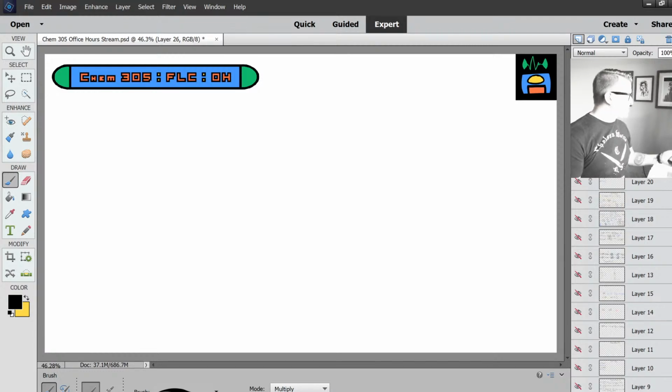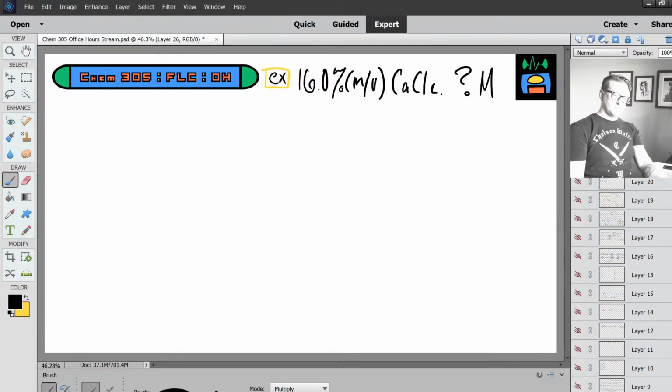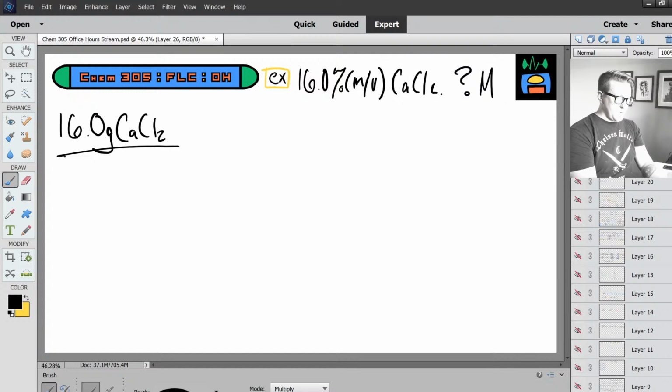Let's look at number 2. Number 2, we're told that again, we're dealing with our 16.0% mass to volume solution of calcium chloride, and we're asked to find the molarity. All right, now again, this is 16.0 grams of calcium chloride in 100 milliliters. That's what that percentage means.